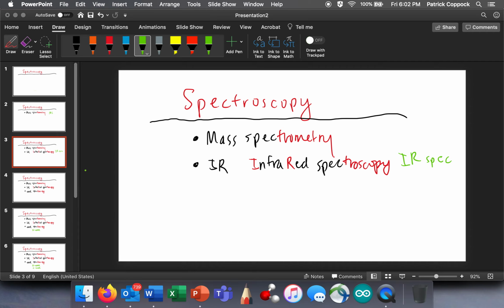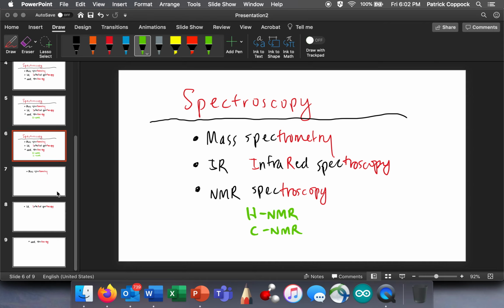The next and last kind is NMR, which stands for nuclear magnetic resonance spectroscopy, all right? And we're going to get down in the weeds with that a little bit. We're going to talk both about proton NMR and carbon NMR. So those are the three kinds, four if you count carbon NMR, of spectroscopy that we are going to consider in organic chemistry.